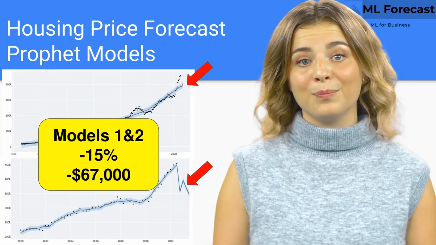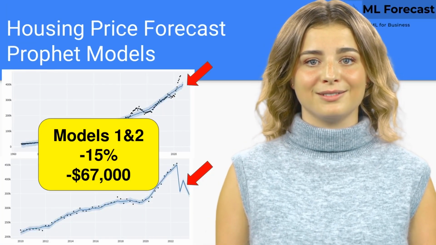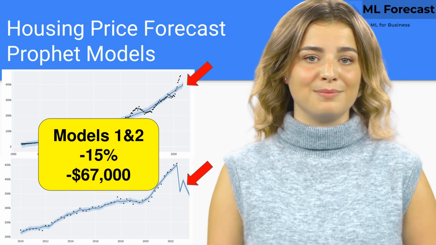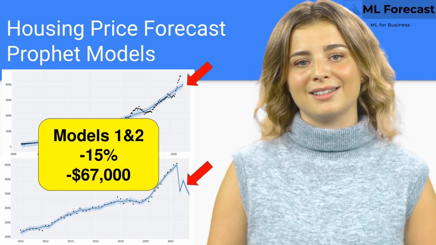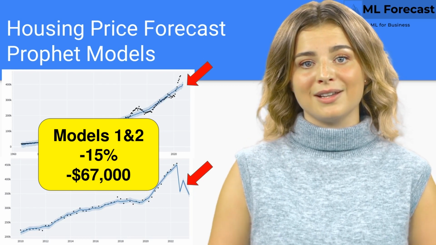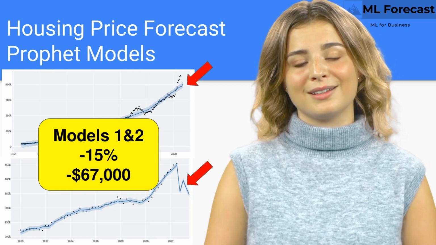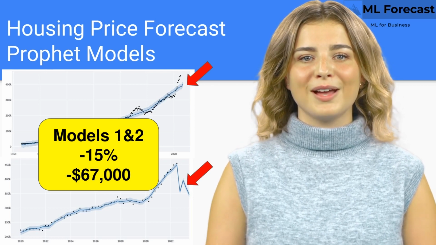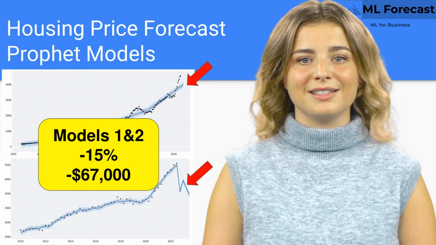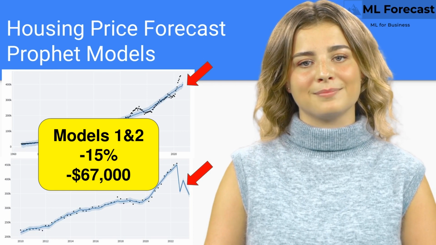We will look at 4 models from the ML forecast, starting with 2 using Prophet. The first Prophet model, with data starting in the 1960s, shows us that the actual housing prices, shown as black dots, are significantly higher than the implied forecast, shown as a blue line. Current housing prices are too high according to this model.